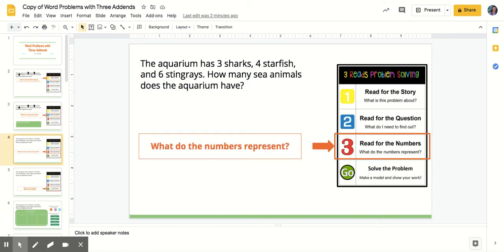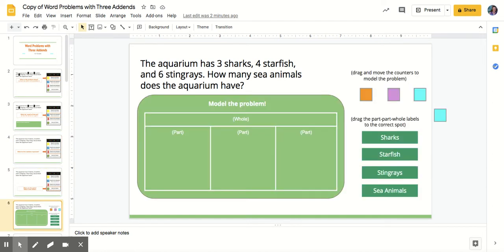So look for those numbers now. All right, so we have three sharks, four starfish, and six stingrays. So we need to figure out how many altogether that is. So we're going to need to do some addition. So we're going to add three sharks plus four starfish and six stingrays. So let's solve using a part whole mat.